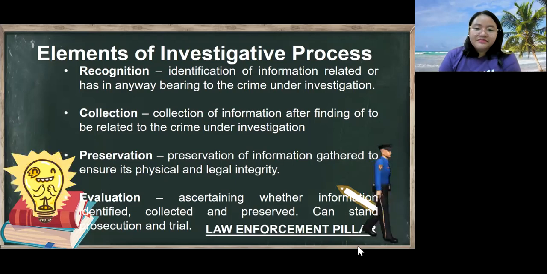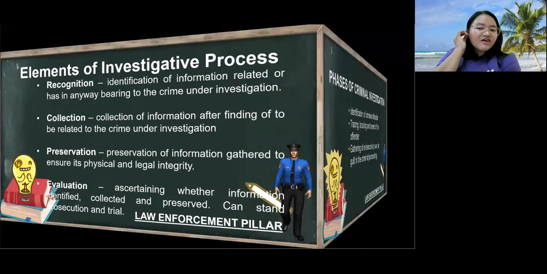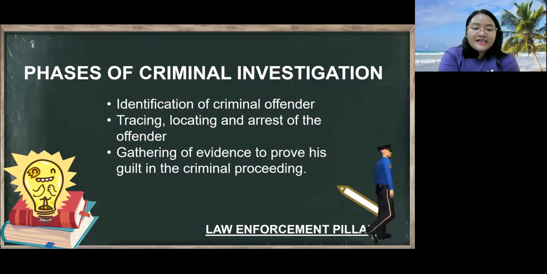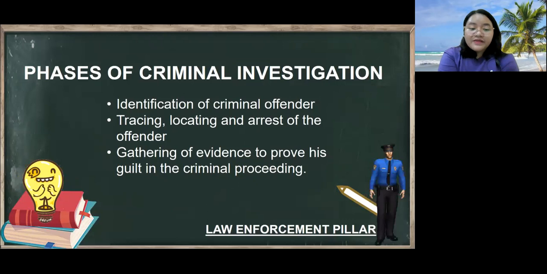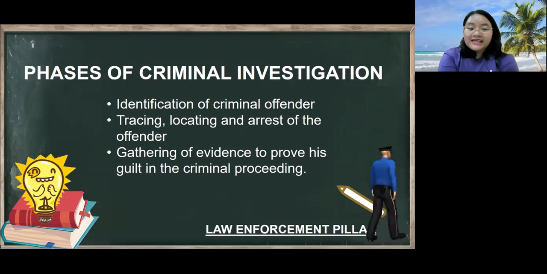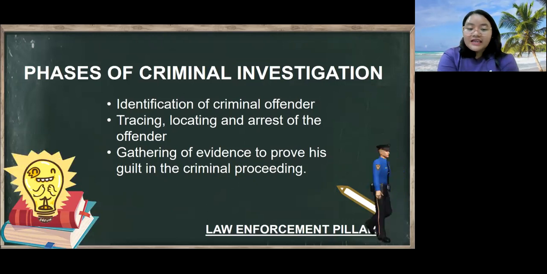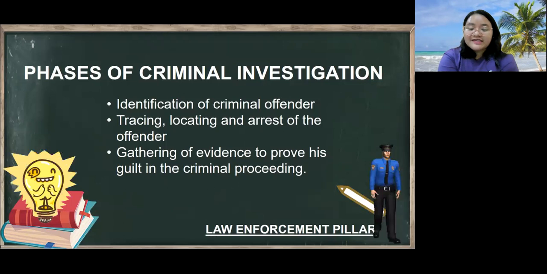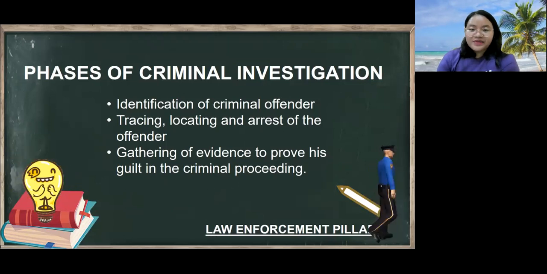Okay? So the phases of criminal investigation are the following: the investigation of a criminal offender, the tracing, locating, and arrest of the offender, and the gathering of evidence to prove his guilt in the criminal proceeding. So these are the phases of criminal investigation.